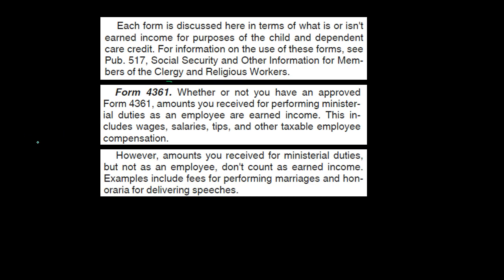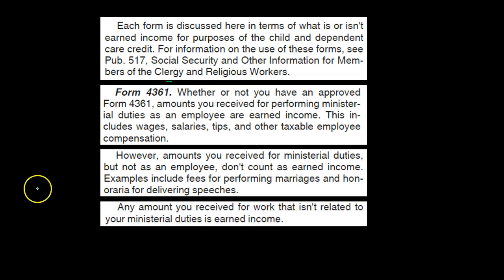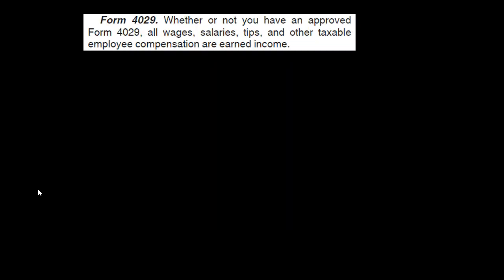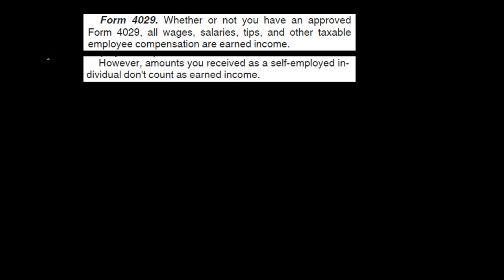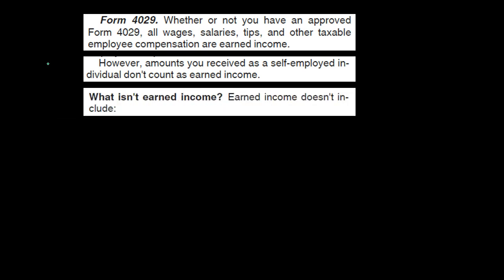However, amounts you received for ministerial duties but not as an employee don't count as earned income. Examples include fees for performing marriages and honoraria for delivering speeches. Any amount you receive for work that isn't related to your ministerial duties is earned income. For Form 4029, whether or not you have an approved Form 4029, all wages, salaries, tips, and other taxable employee compensation are earned income. However, amounts you received as a self-employed individual don't count as earned income.